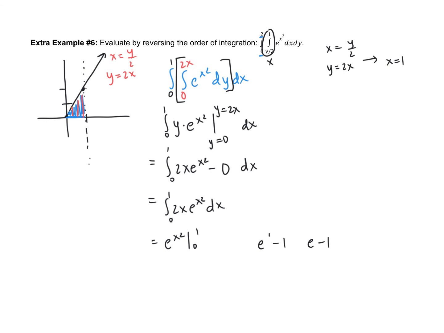I don't know why I wrote it like that. So there is our answer. And if I asked you what it represented just for fun, this is the volume underneath this function e to the x squared and above this region D, or this region R.